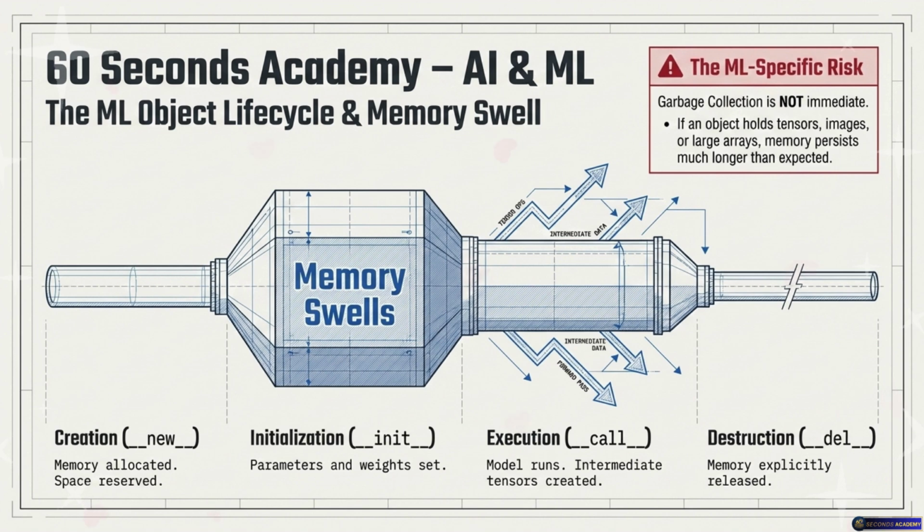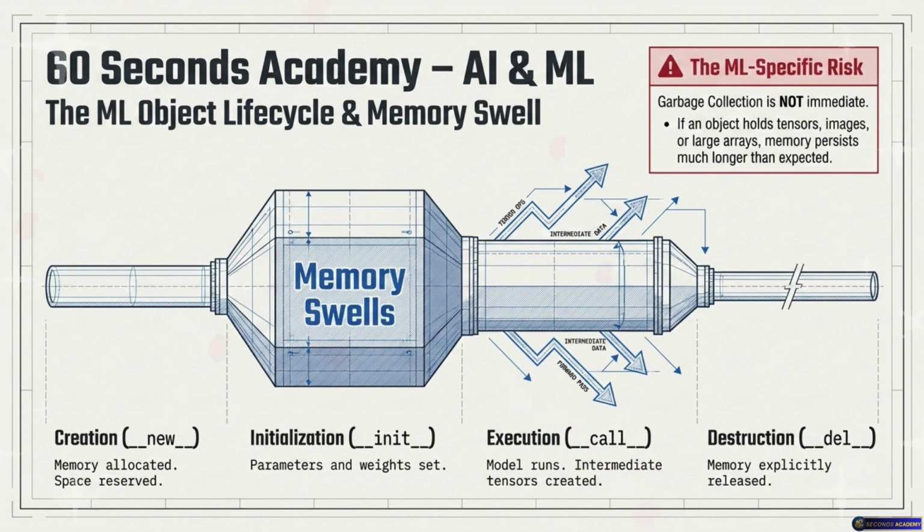Wait, so new is literally carving out the real estate on the server, and then init, the initialization step, is just moving the furniture into the house. That's a brilliant way to put it. New builds the house. Init furnishes it. Init is where the parameters, the tensors, and the weights are actually loaded into that allocated memory. You're setting the state. Okay, so the house is built, the heavy furniture is inside. Now we need to actually use the model.